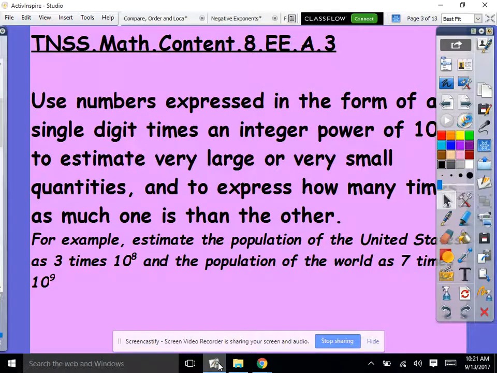Our Tennessee state standard for today: to use numbers expressed in the form of a single digit times an integer power of 10 to estimate very large or very small quantities and to express how many times as much one is than the other. For example, estimate the population of the United States as 3 times 10 to the 8th and the population of the world as 7 times 10 to the 9th.